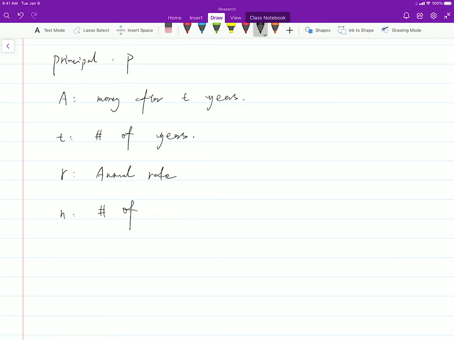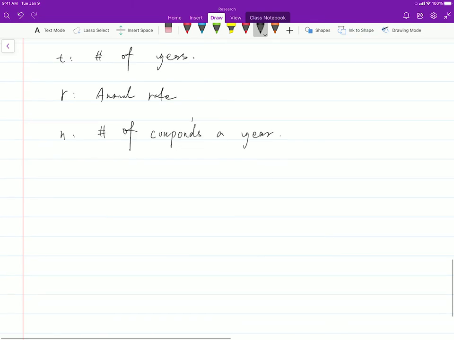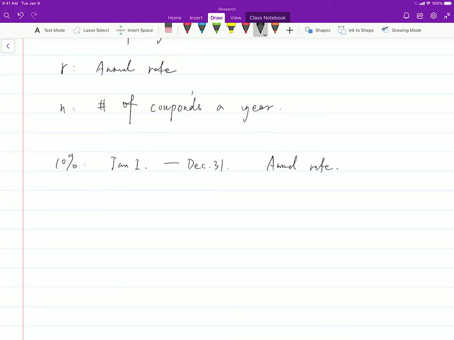So let's think about this case. Compounds per year. What do you mean by that? Well, we said the annual rate is 10%. That means starting from January the 1st, you will not get interest until December the 31st. Once you go past December the 31st, that means you have a full year, and I give you 10%. That's my annual rate. That means if you keep this for a whole year, I give you the interest. And even if it's just 364 days, you will receive nothing.